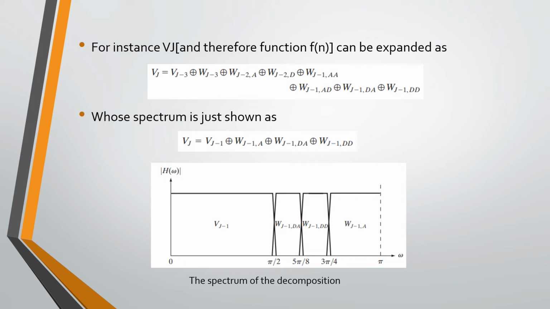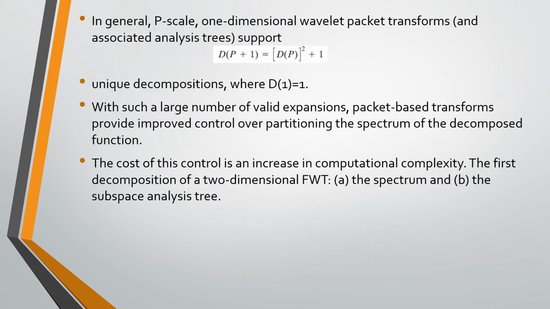V_j is equal to V_{j-1}, W_{j-1,a}, W_{j-1,da}, W_{j-1,dd}. This shows the spectrum of the decomposition with the wavelet packets that can be expanded in the 3-scale wavelet packets.